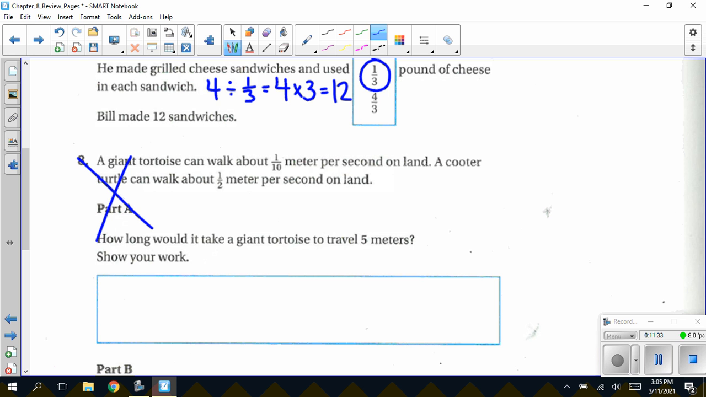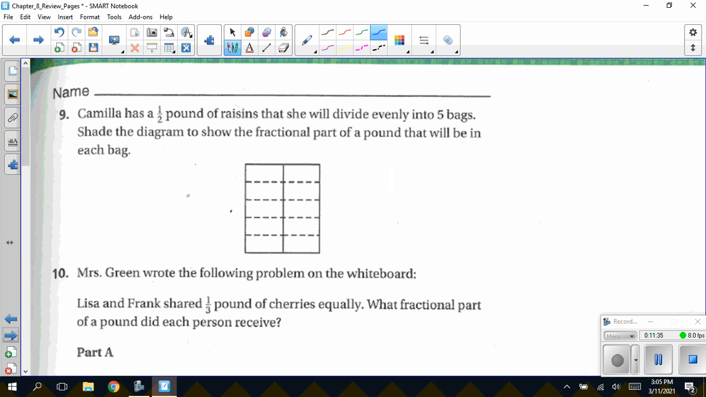So I'm going to move on to page 525 now. For question number 9, it says Camilla has a 1/2 pound of raisins that she will divide evenly into 5 bags. Shade the diagram to show the fractional part of a pound that will be in each bag. So when we go to talk about this, this is from lesson 8.4.